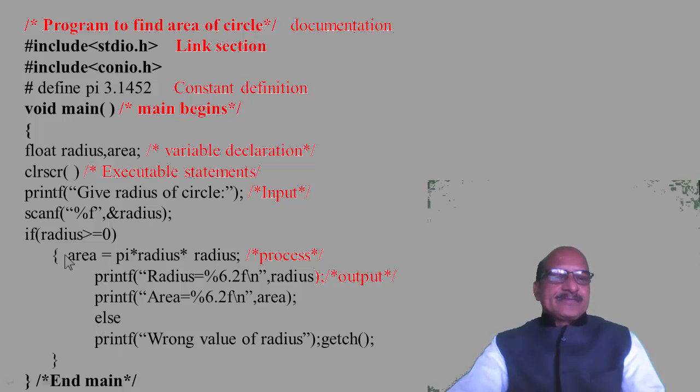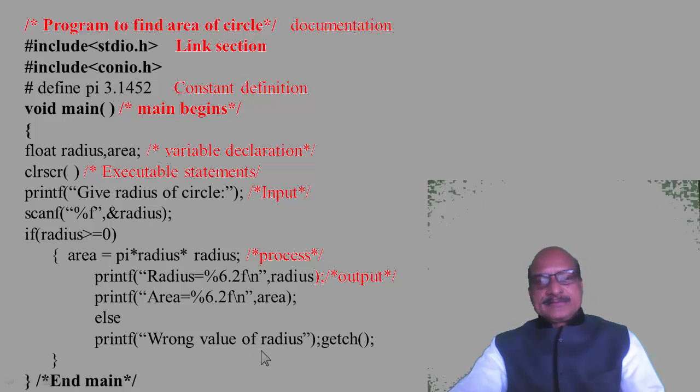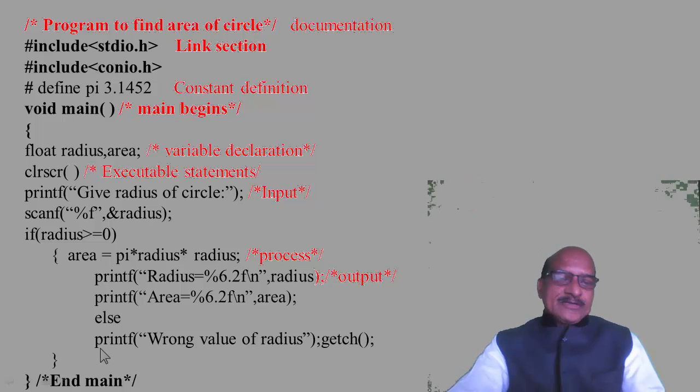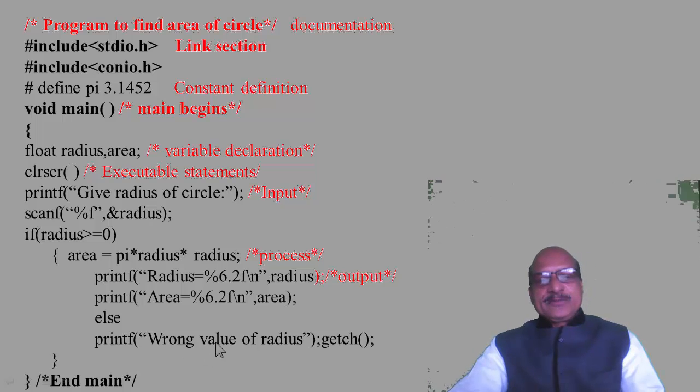Else means if this condition is false, then the radius is negative. So we don't calculate the value of area. So it is again prompted to the user: wrong value of radius. This message will be displayed on the monitor screen. getch is waiting for a character to be received from the keyboard. So for holding the screen, you can use this getch function.